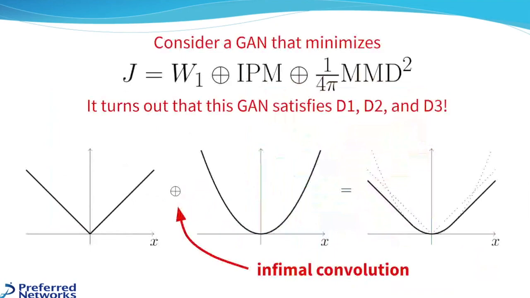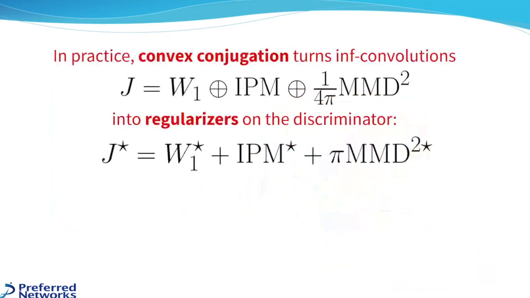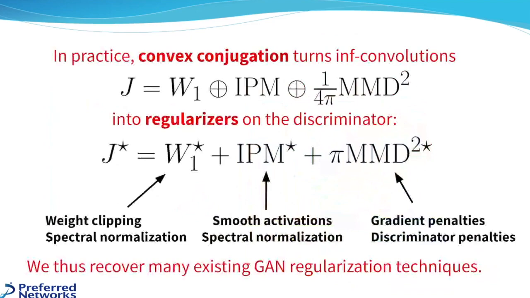Now, how do we implement this GAN in practice? Well, we use convex conjugation to interpret these inf convolutions as regularizers on the discriminator. And it turns out that these discriminators actually match a lot of what is used in practice. For example, spectral normalization and gradient penalties. We therefore recover a lot of existing GAN regularization techniques.